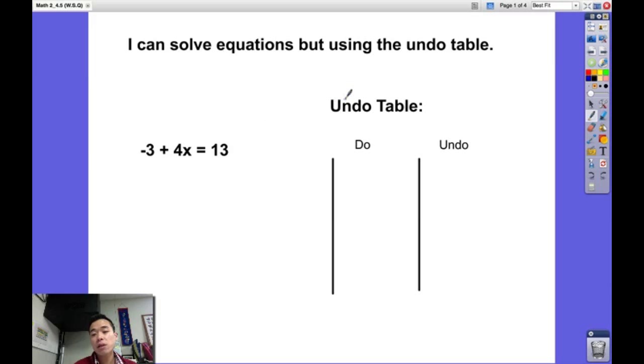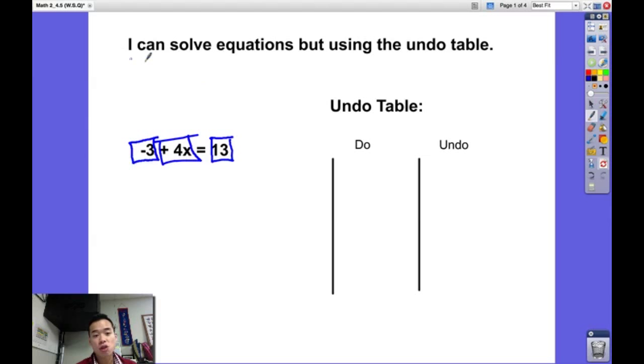The first thing I want you to do is go to the equation that they give you, and put a rectangle around each term with the symbol to the left of it. That should be the first thing. We're just organizing information. So here I have a negative 3, I have a positive 4x, and I have a 13. I know that 13 is positive because there's no negative sign in front of it.